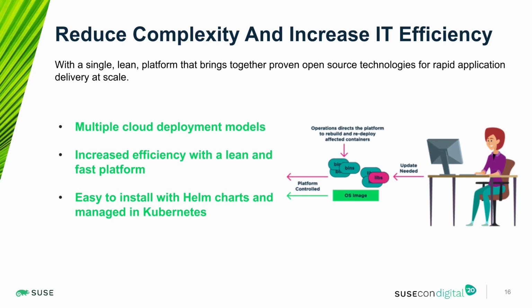Reduce complexity and increase IT efficiency with a lean platform for rapid application delivery at scale. SUSE Cloud Application Platform increases efficiency by running lightweight containers, not resource-hungry virtual machines. It consumes a fraction of the memory footprint of other Cloud Foundry distributions while being as fast or faster to recover and scale.